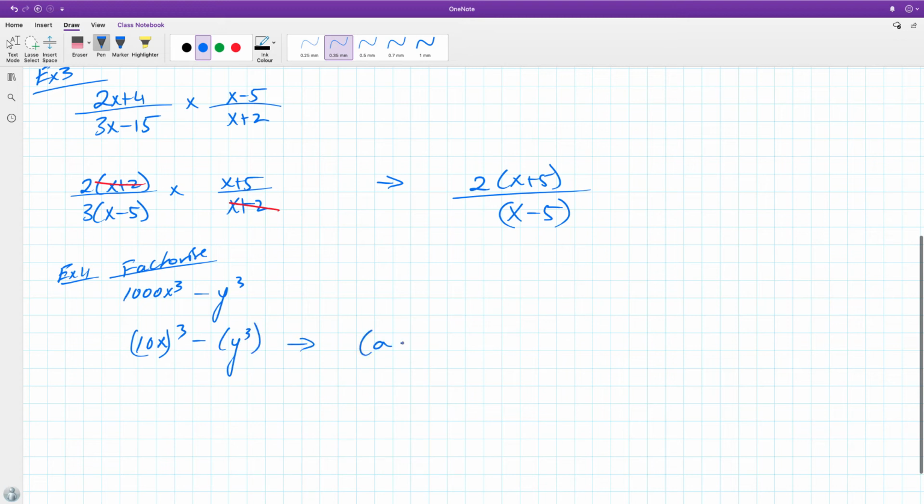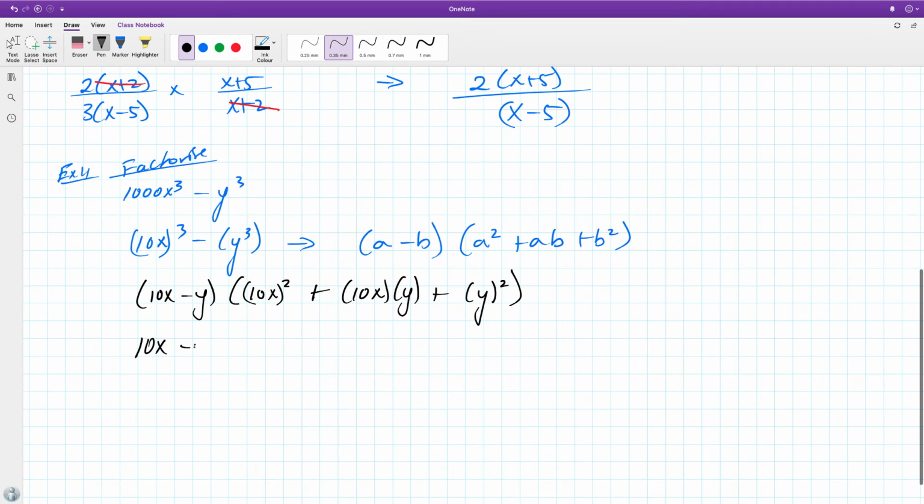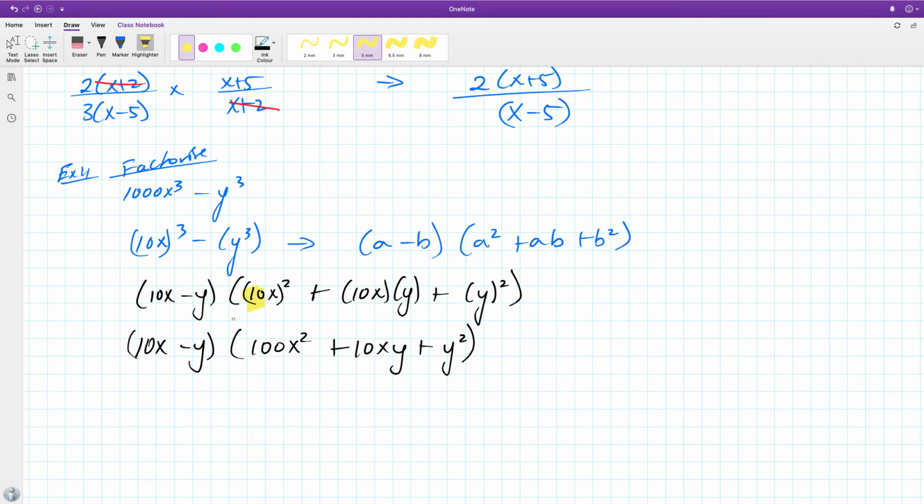What's my formula? My formula is a minus b times a squared plus ab plus b squared. So that is 10x minus y times 10x squared plus 10x times y plus y squared. That is 10x minus y times 100x squared plus 10xy plus y squared. Don't forget to square the 10. Is that okay?